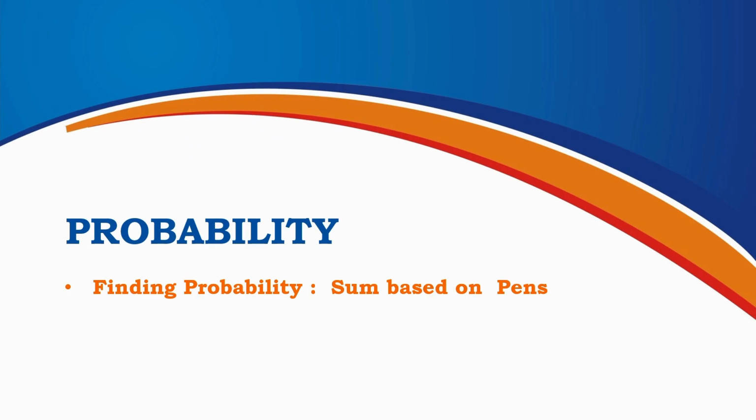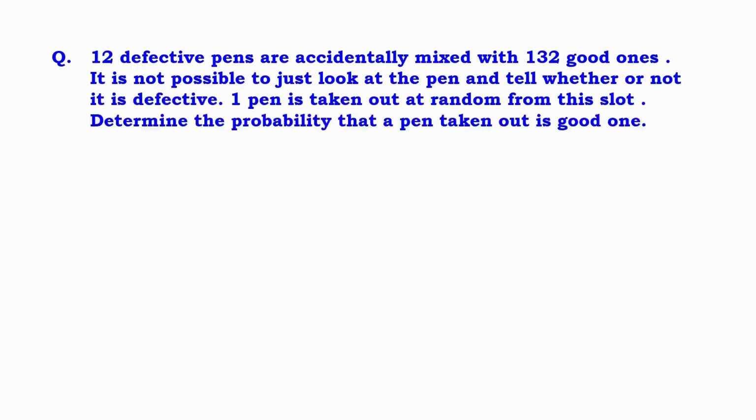Now the next topic is to find the probability of sum based on pens. In the question it is mentioned that 12 defective pens are accidentally mixed with 132 good ones. It is not possible to just look at the pen and tell whether or not it is defective. So one pen is taken out at random from this lot. Determine the probability that a pen taken out is a good one. Okay.